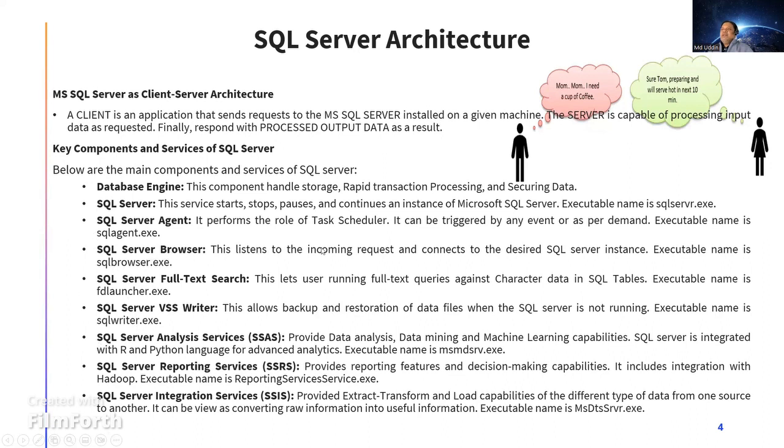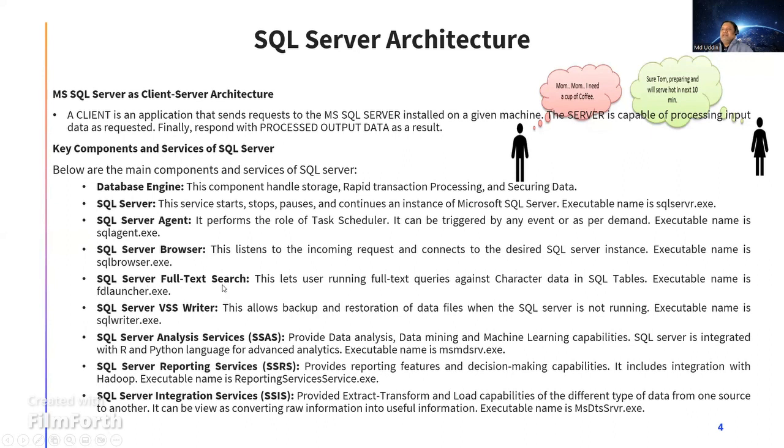SQL Server Browser listens to the incoming requests and connects to the desired SQL Server instance. So whenever someone sends a request, this SQL Server Browser listens to what kind of request is coming. It's sometimes called a listener. It listens to the request and sends it to the appropriate server. Maybe the latest server is installed, so it will take the request and send it to maybe server 2 because that is related to that server. It's like a kind of route designation. It designates the route and the server where it will go.